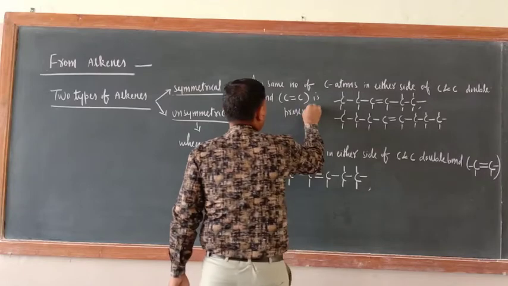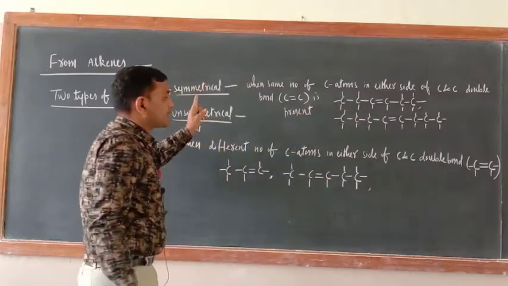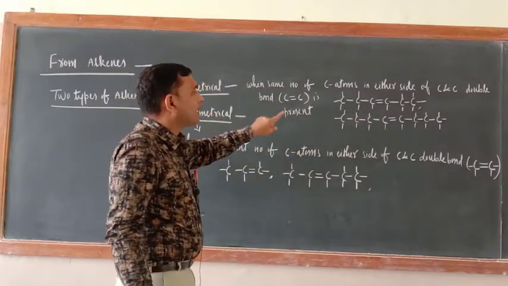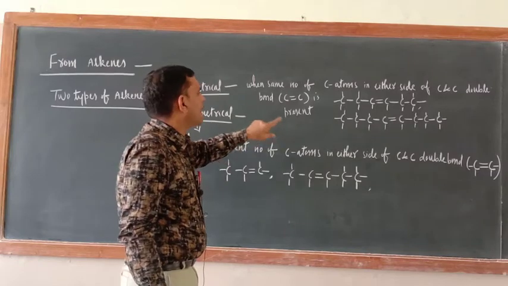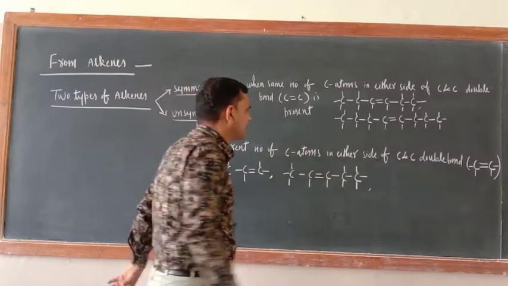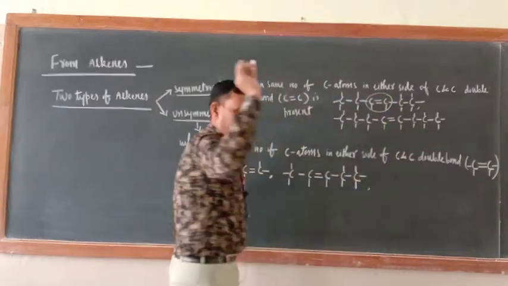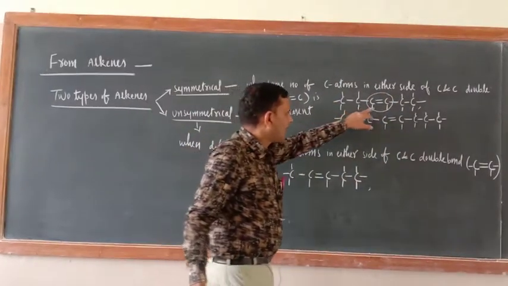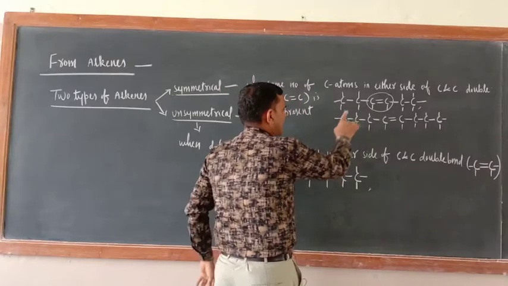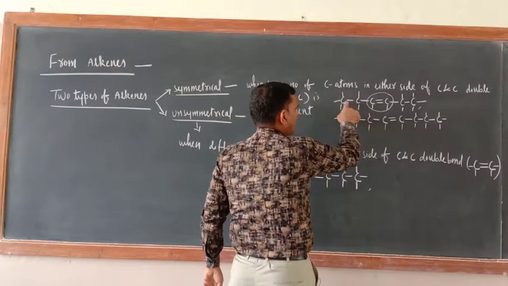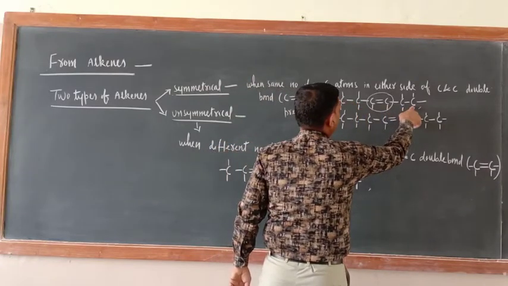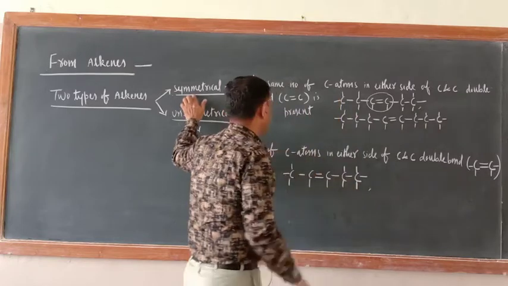Okay, just understand this one. When the same number of carbon atoms is present on either side of the carbon-carbon double bond, just see, this is the carbon-carbon double bond. I hope that you are getting this one. See either side, how many carbon atoms are there? This side 1, 2, this side 1, 2. So this will come under the symmetrical alkene.